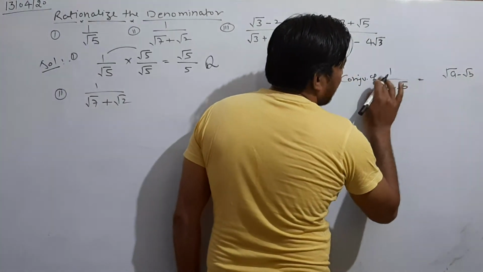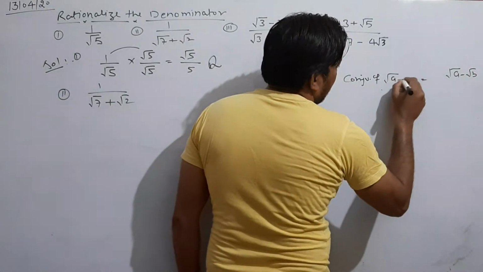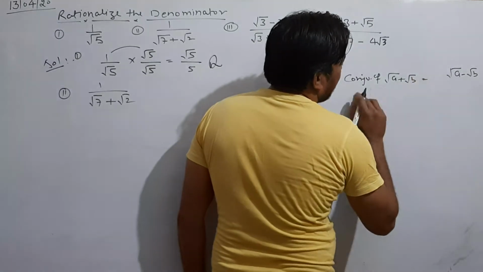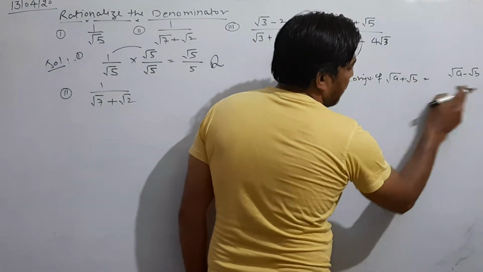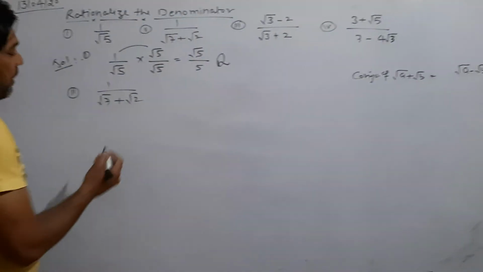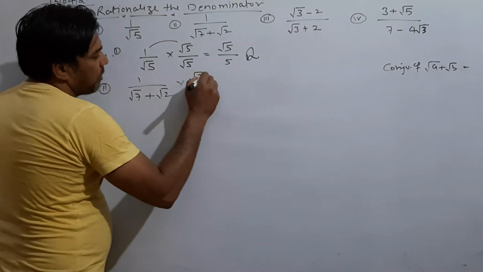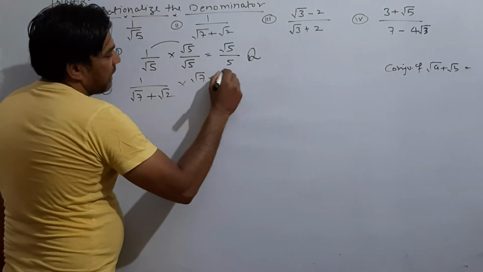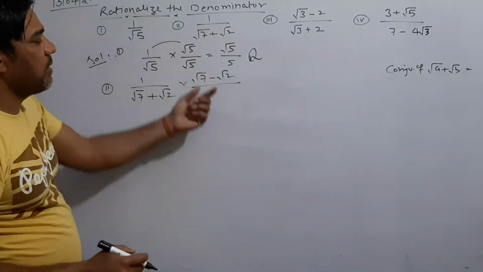That means we only have to write this for the number in the denominator, right? Under root a plus under root b, so the conjugate would be under root a minus under root b, meaning the numbers would be the same and the sign in between them would be changed. So what is the conjugate of this number? It would be under root 7 minus under root 2, and by whichever number we multiply, with the same number we must divide.